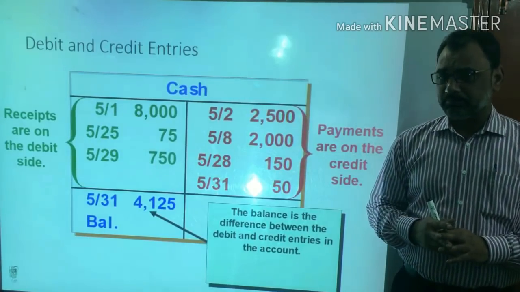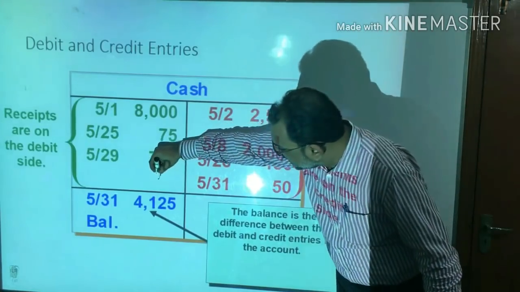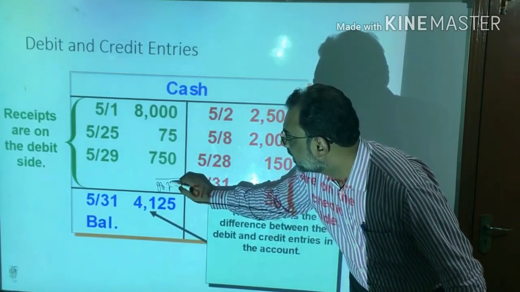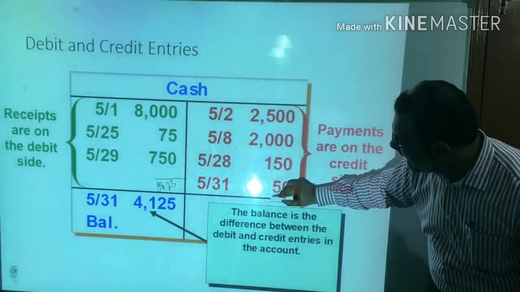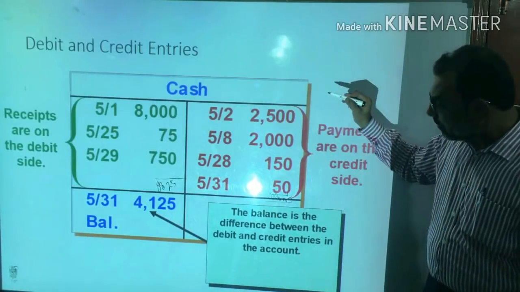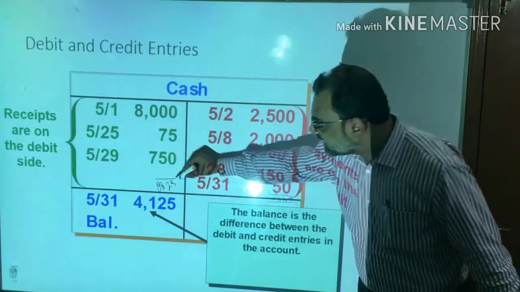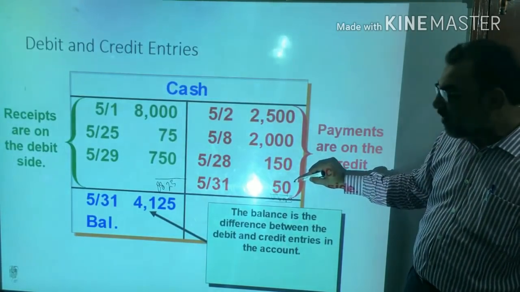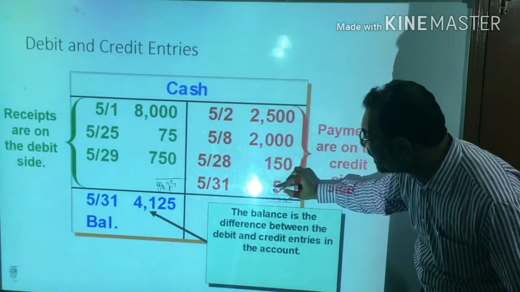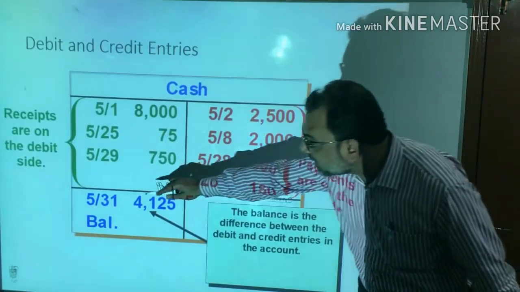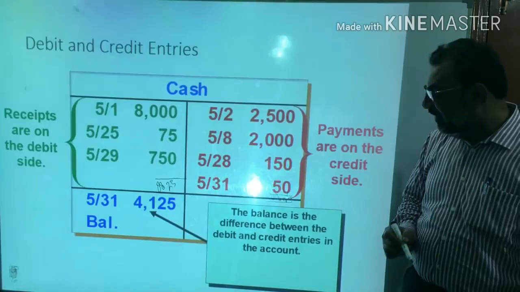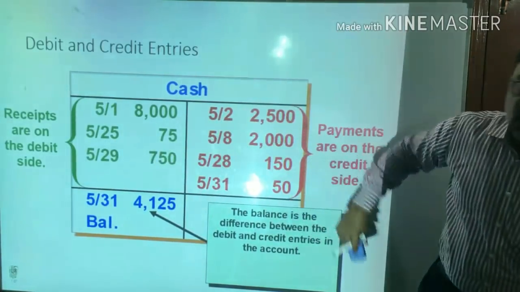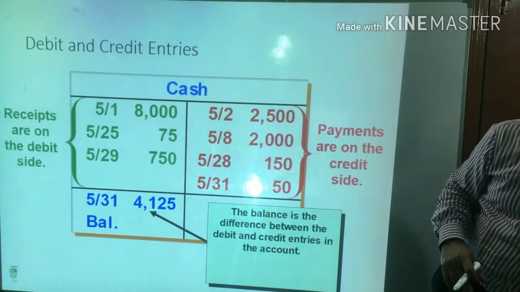The situation is very simple. If you are going to close this account, you sum this side and get 8,825. On the other hand, you copy this amount again, that is 8,825, right? Now if you sum this side, it is not equivalent to 8,825 because there is a deficiency of 4,125. So 4,125 will be the balance carried down, and on the opposite side you bring the balance brought down, that is 4,125. In this way you carry down and bring down, or balance the ledger account according to the nature of the account.